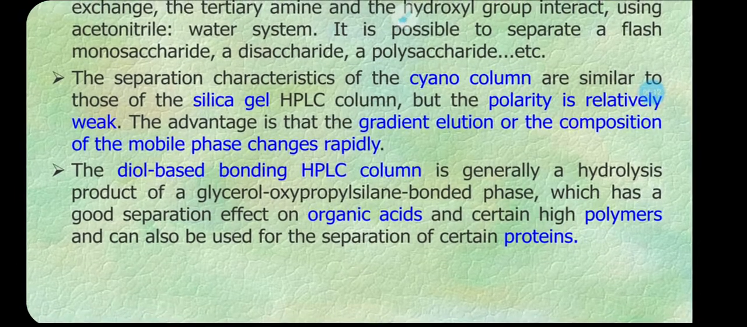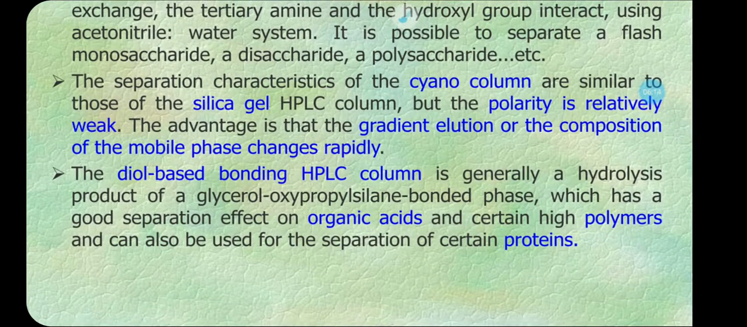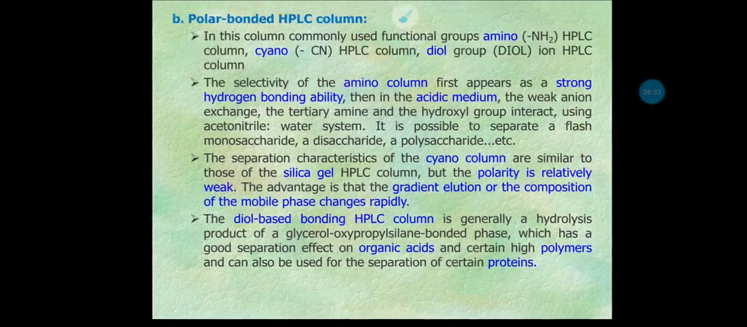Third functional polar column is the diol based HPLC column. That means diol functional groups are there. This is generally the hydrolysis product of a glycerol oxypropyl silane bonded phase, which has a good separation efficiency for organic acids and certain polymers, biomolecules, proteins, etc.